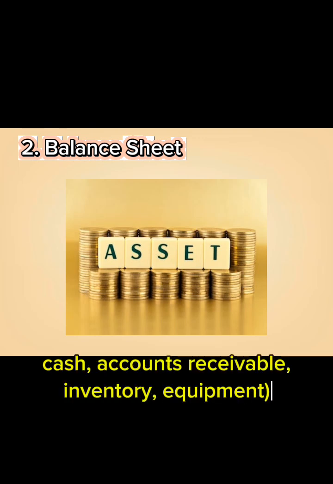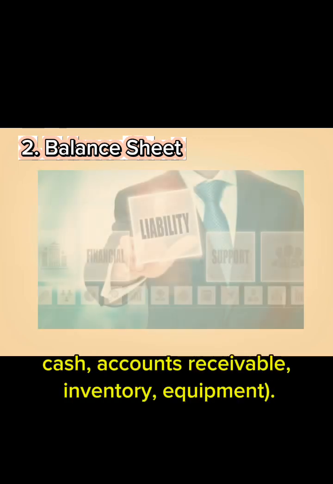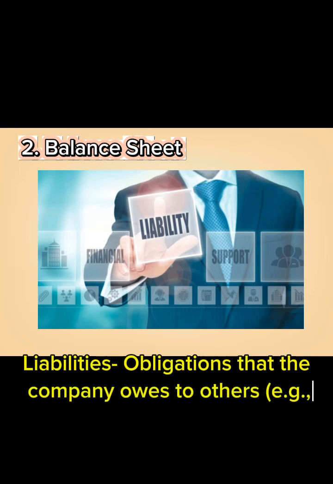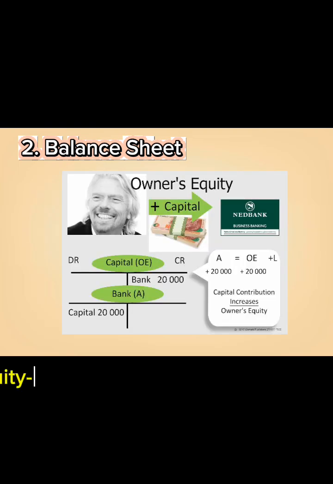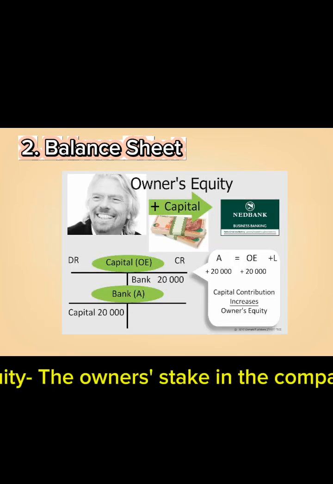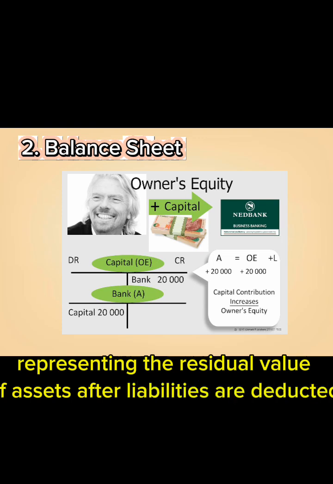accounts receivable, inventory, equipment. Liabilities, obligations that the company owes to others, e.g., accounts payable, loans, bonds. Equity, the owner's stake in the company, representing the residual value of assets after liabilities are deducted.